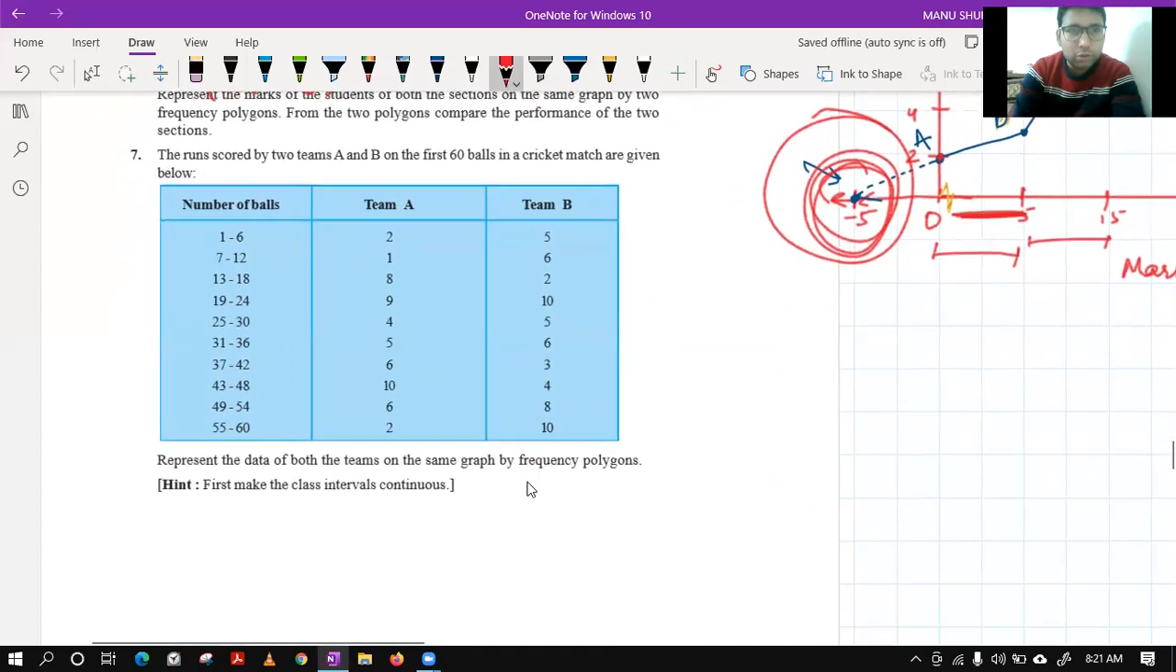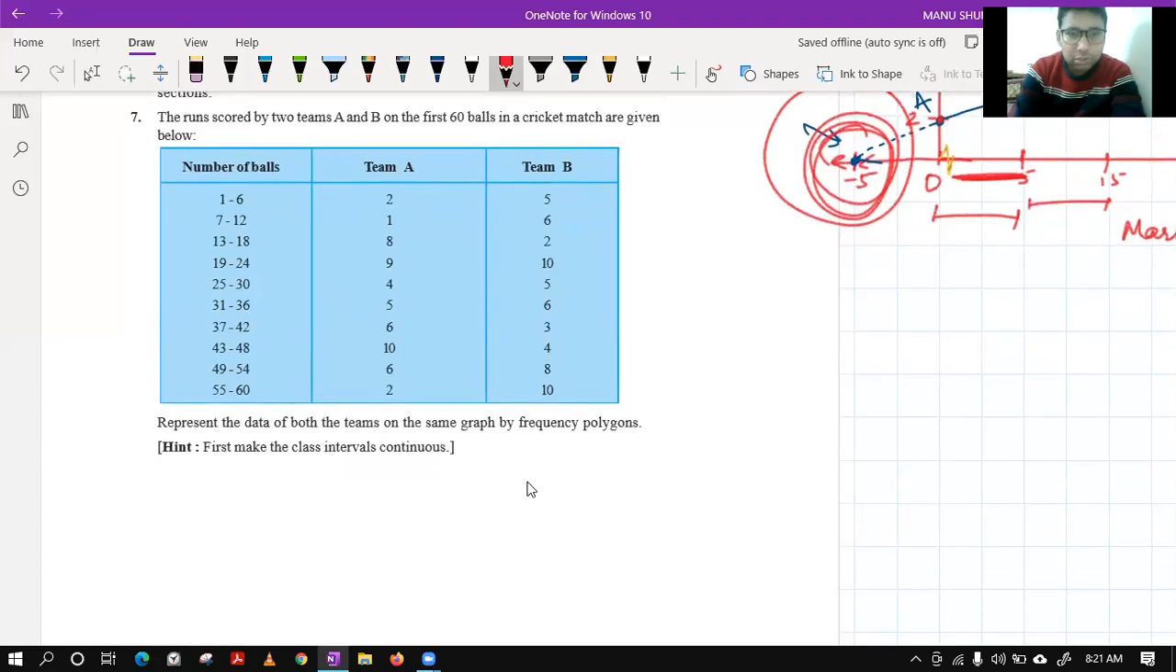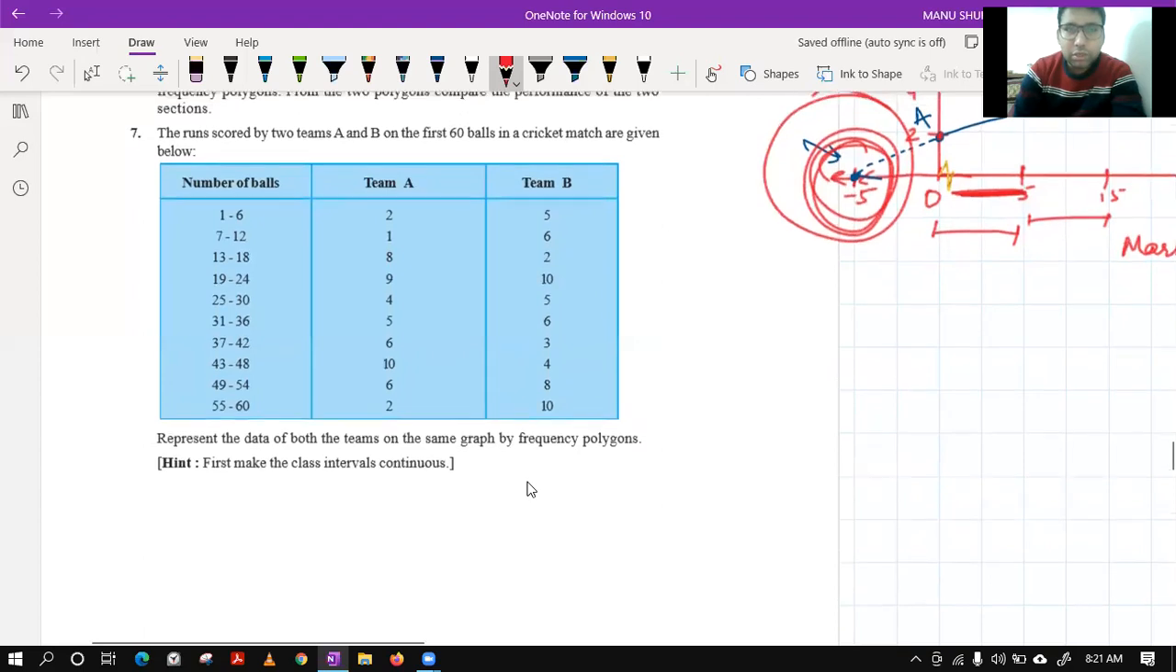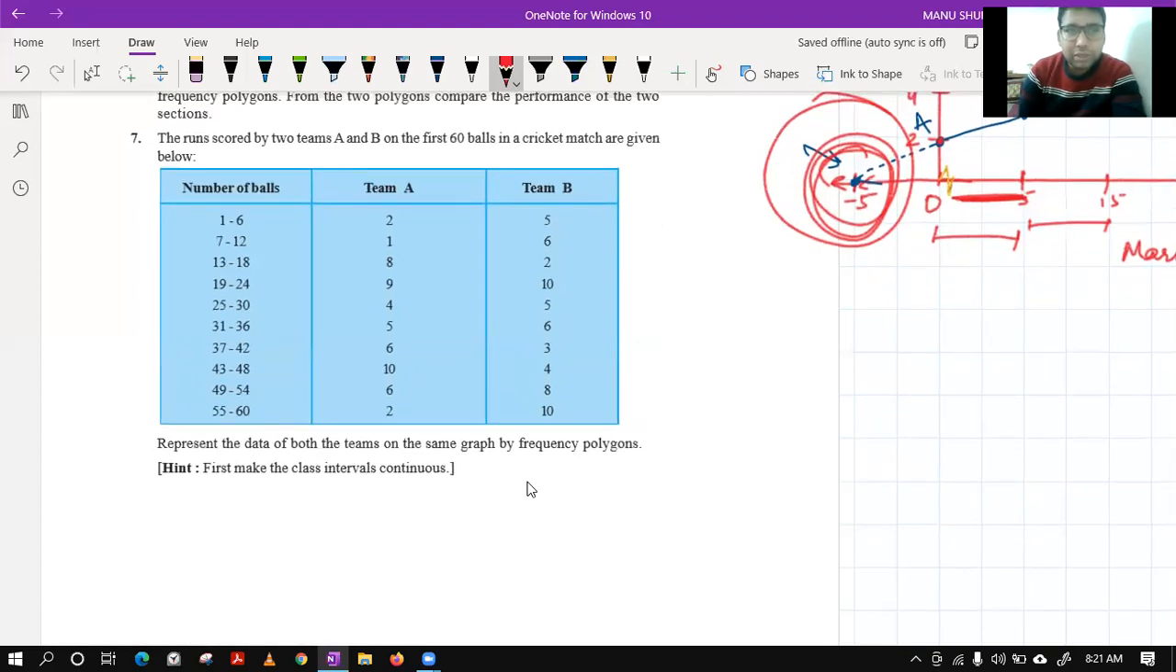The runs scored by teams A and B in the first 60 balls of a cricket match are given. Fine. Represent the data using a frequency polygon. Same thing is there, but this time there is an issue. Class, if you see the conditions, we have some issues in this question. First issue is the intervals are inclusive, not exclusive. So we have to make them exclusive first.